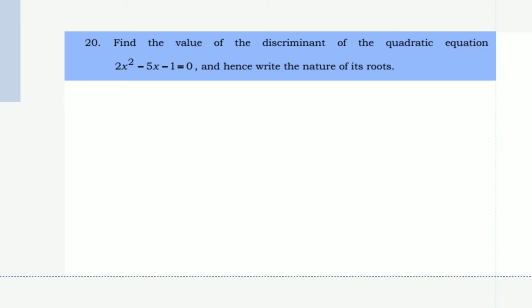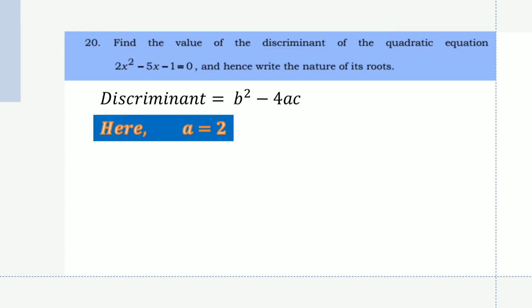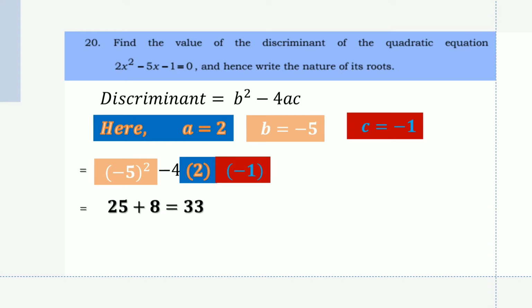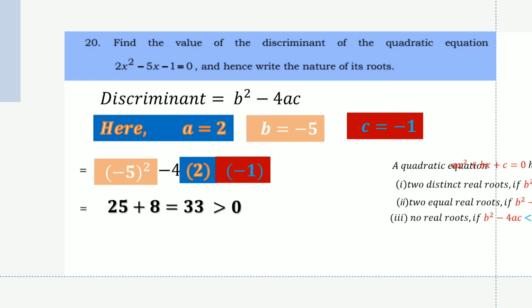Find the value of the discriminant of the quadratic equation 2x² − 5x − 1 = 0 and hence write the nature of its roots. Discriminant is b² − 4ac. Here we have to apply the values: a = 2, b = −5, c = −1. So (−5)² − 4 × 2 × (−1) = 25 + 8 = 33, which is greater than 0.